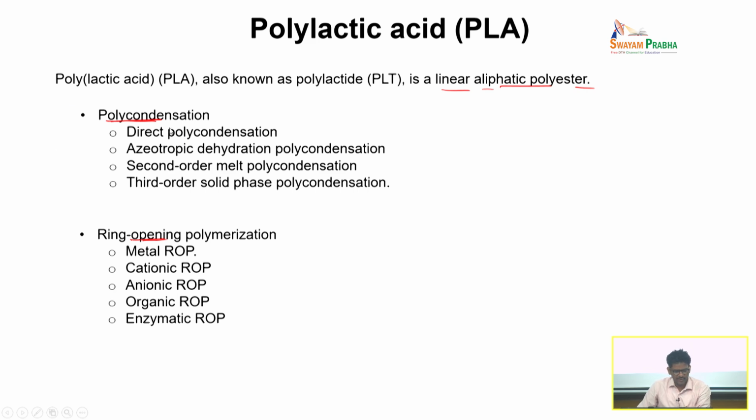But if you look at the polycondensation itself, there are again various types. One is direct polycondensation, where you just link the lactic acid and you do what is called polycondensation. Then there is something called azeotropic dehydration based polycondensation. There are second order melt polycondensation, third order solid state polycondensation. I am only naming these things because each one of them requires a very complicated set of processes, catalysts and conditions.